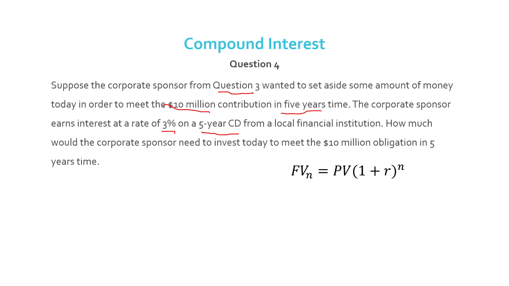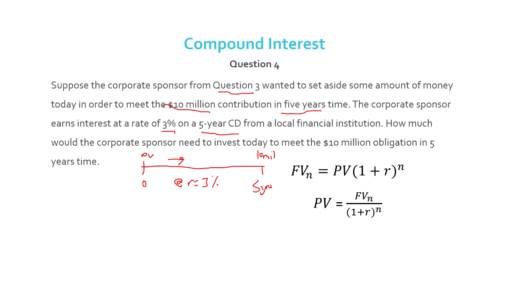To do that, we can take our compounding formula and rearrange it slightly, because if we draw that out on our timeline, we want 5 years, $10 million, and we need to work out the present value that we need today to get to that at a rate of 3%. So we can rearrange, we divide by 1 plus r to the power n, and then we get our PV, which is going to equal our future value that we require of 10 million, divided by 1 plus 0.03 to the power of 5.